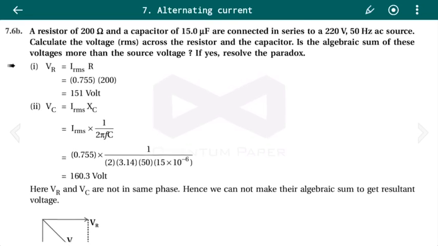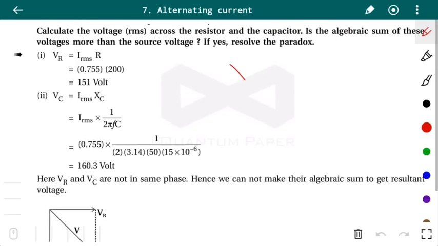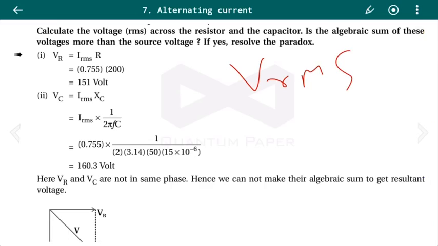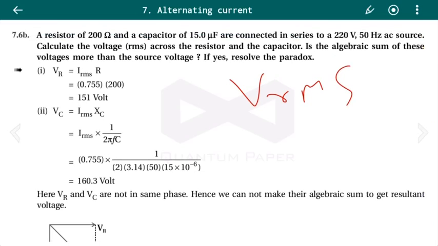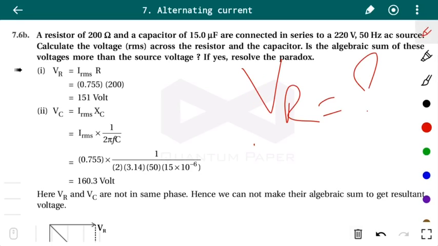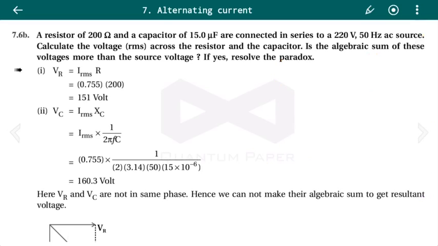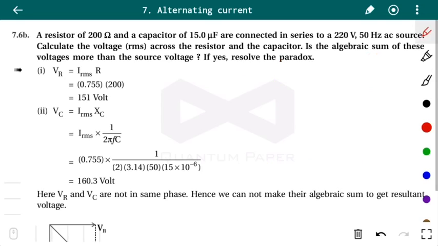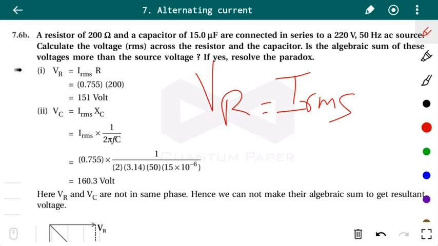So first of all, it is clearly said that we need to find the VRMS value, and we are given the value of the resistance as well as the capacitance. Here we need to find the voltage across the resistor and the voltage across the capacitor, that is VR and VC. Here we can apply the formula of Ohm's law. We know V equals IR. So using that formula we can find the voltage drop across the resistor, that is IR. Here we need to take the RMS value, that is IRMS into R.